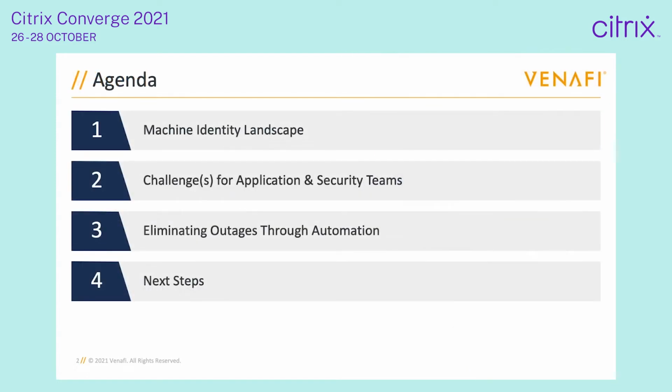First, I'll explain a bit about the current landscape of machine identity management. What are machine identities and how are they used inside the organization? Next, we'll learn what some of the biggest challenges are for application and security teams who are working together to make the organization more secure, and provide a modern example of how these challenges can be overcome with automation using Venafi's Trust Protection Platform and Citrix ADM Cloud. Finally, I'll tell you how you can test this integration out right now for free using your existing Citrix infrastructure.